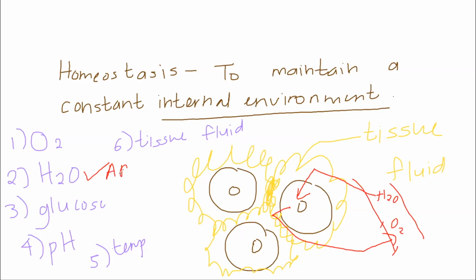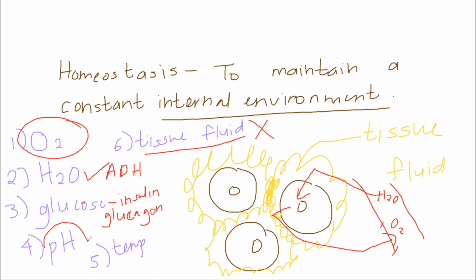Now, we've already done the amount of water, how water is controlled. We've done that by the hormone ADH. We've done glucose, that glucose level is controlled by insulin and glucagon. I've also done a video with aldosterone where the salt amount is controlled. Tissue fluid you don't need to do. You've done it in grade 10, so you don't need to do it. The only ones you need to do are oxygen, pH, and temperature.